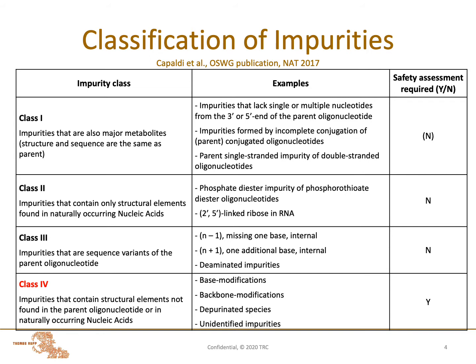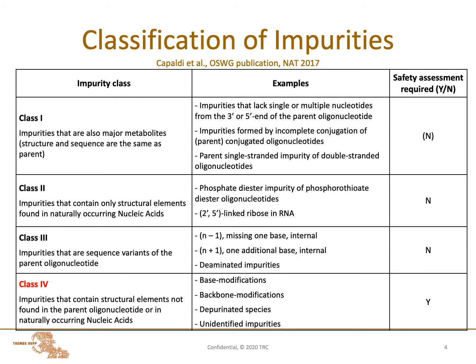Class 3 impurities are sequence variants of the parent compound. This is, for example, N-1 internally, missing one base, N+1 one additional base internally, and deaminated impurities. These could also occur naturally, and they are just sequence variants. So the oligonucleotide safety working group suggests not to assess them in a safety or tox study.